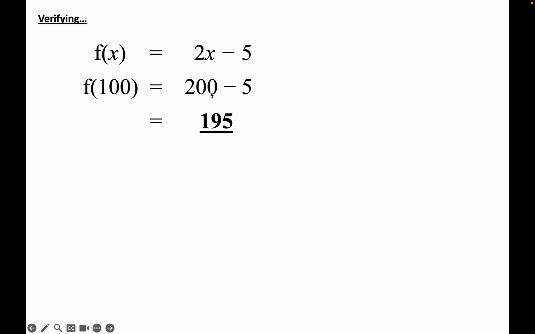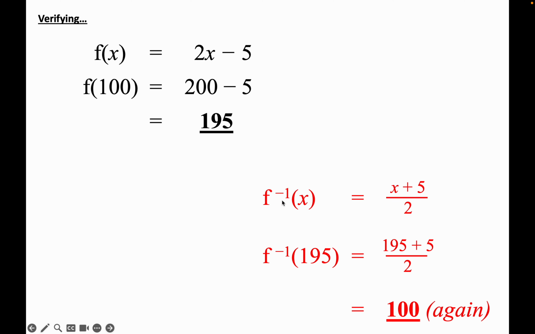So that's 2 times 100 is 200, minus 5 makes 195. If you now take that 195 and put it into the inverse function, you should get back to 100. So let's try that. The inverse function, f minus 1 of x, is x plus 5 over 2. So f minus 1 of 195 is 195 plus 5 divided by 2, and that does indeed give you 100 again. So it takes you back to the number you originally put in. So the function and its inverse have undone one another.